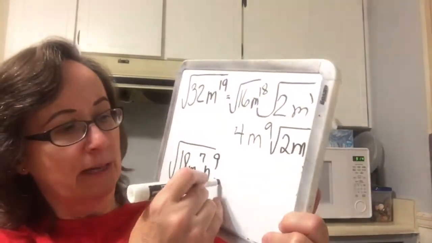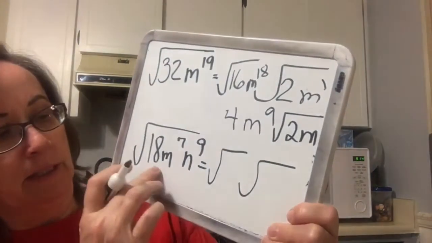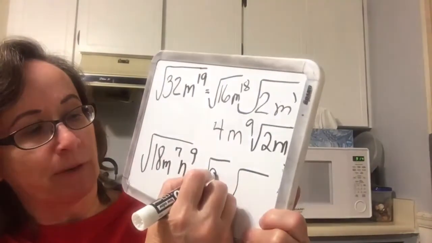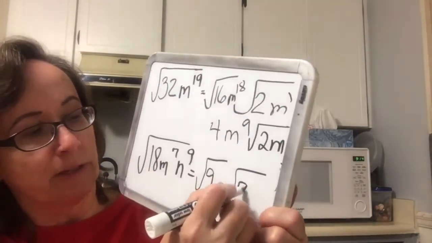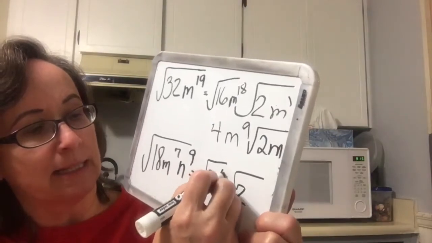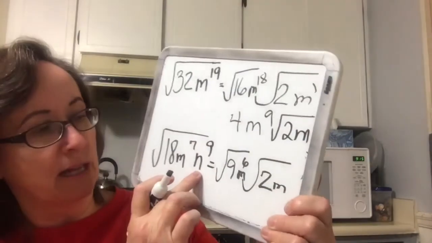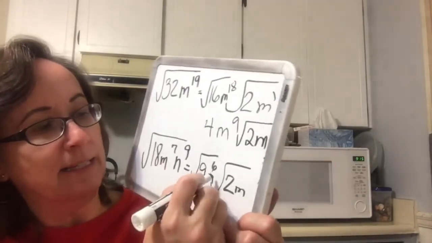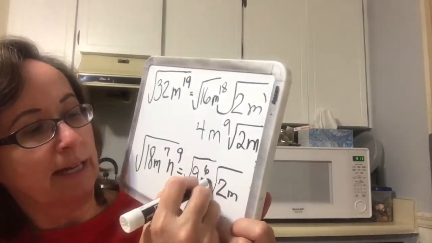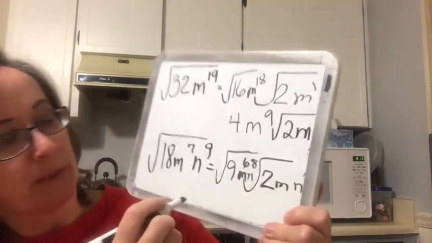Down here, I'm going to break this one up into perfect and leftover. 18 has a 9 that's perfect and a 2 leftover. m to the 7th has an m to the 6th that is perfect with an m leftover, and n to the 9 has an n to the 8 that is perfect, and an n leftover.